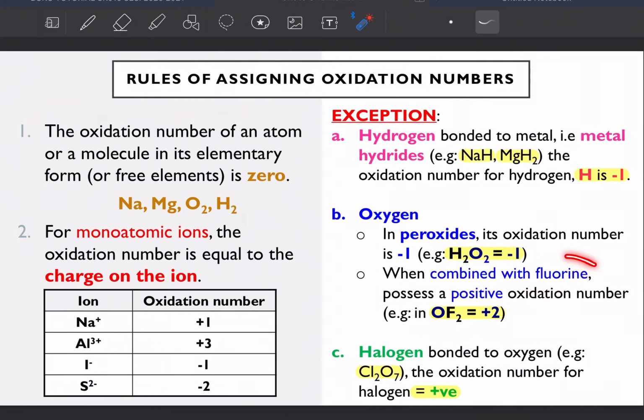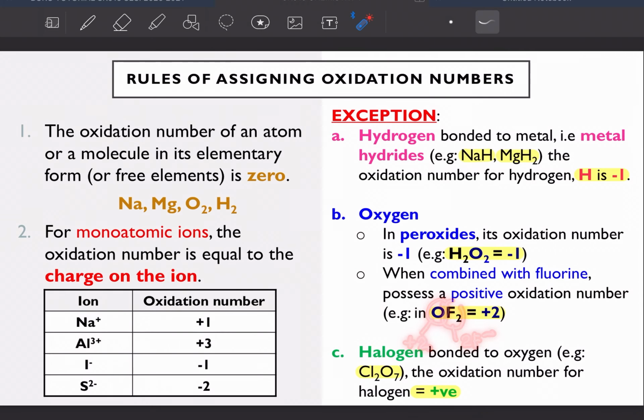Okay, fluorine is a very electronegative atom, sangat negatif. Okay, dia lah paling negative charge lah. Okay, so bila oksigen combine dengan fluorine ni, oksigen akan possess a positive oxidation number. Okay, so dia mengalah lah dengan fluorine tu. So the fluorine will be, okay, 2 fluorine F-. So in this case your oxygen here will have a +2 oxidation state.